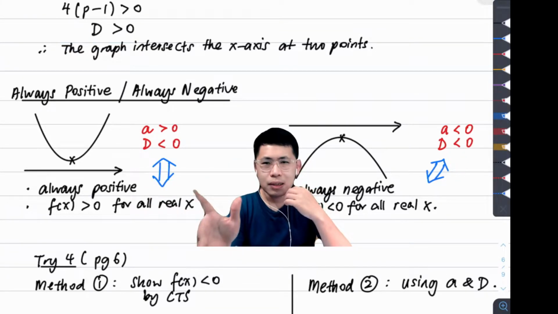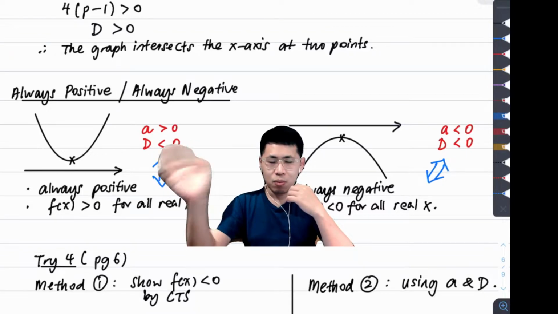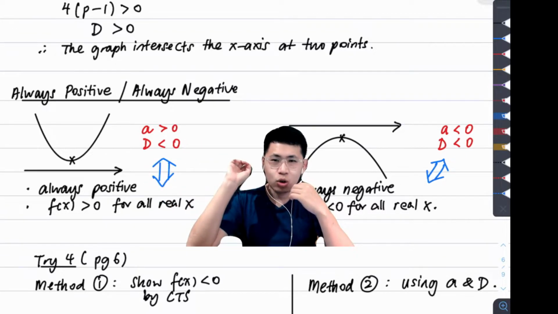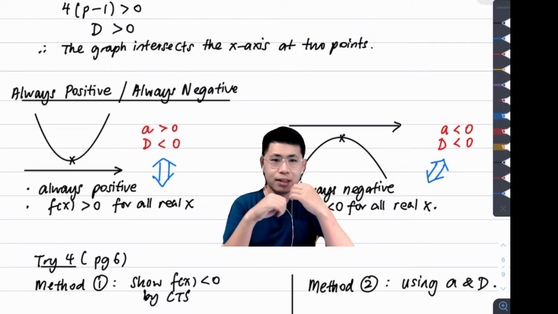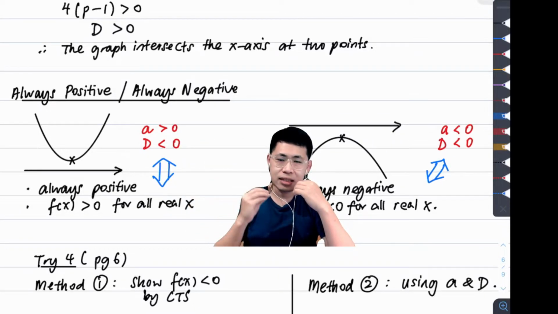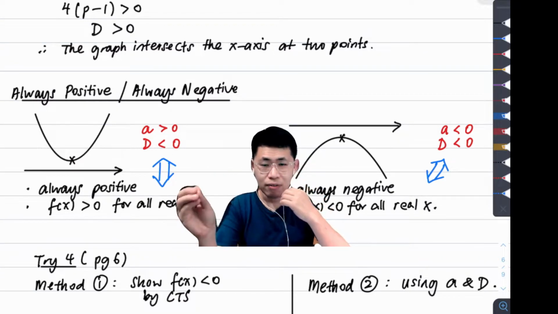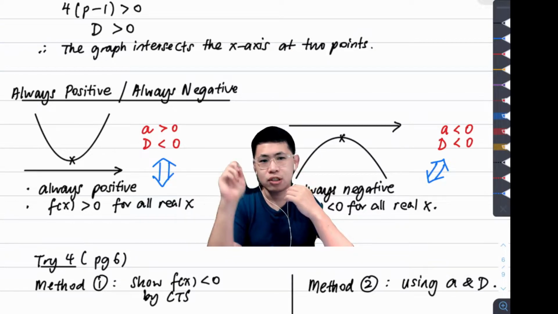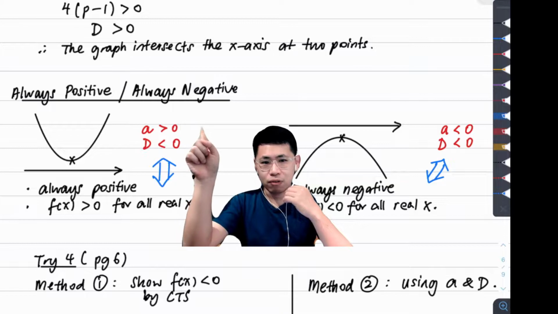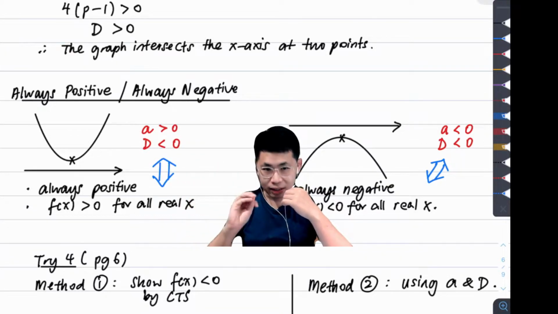What are the properties that will allow this to happen? Number one, on the red part over here, a is more than 0. The coefficient of x squared is greater than 0. Then the discriminant is less than 0 because it has no real roots. It is a floating graph, it does not have any real roots. So these two conditions you must satisfy: the coefficient of x squared is positive, and the discriminant is negative.